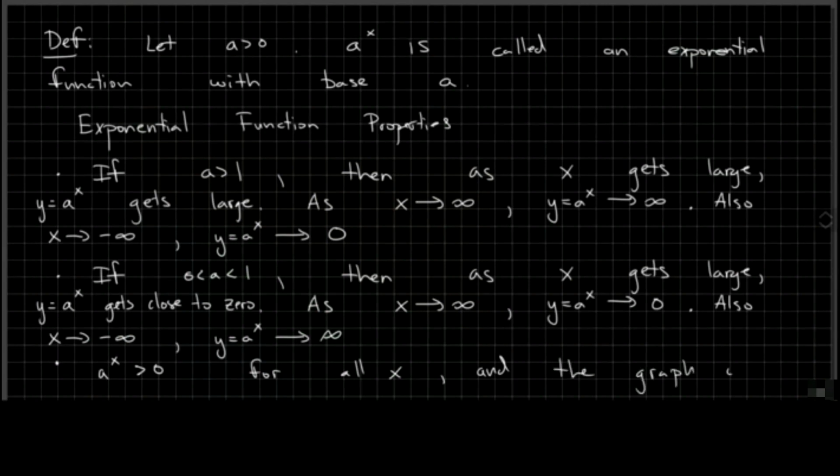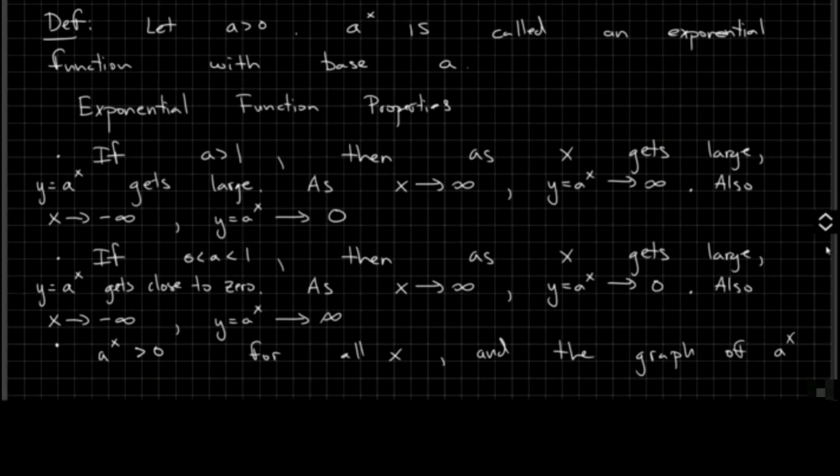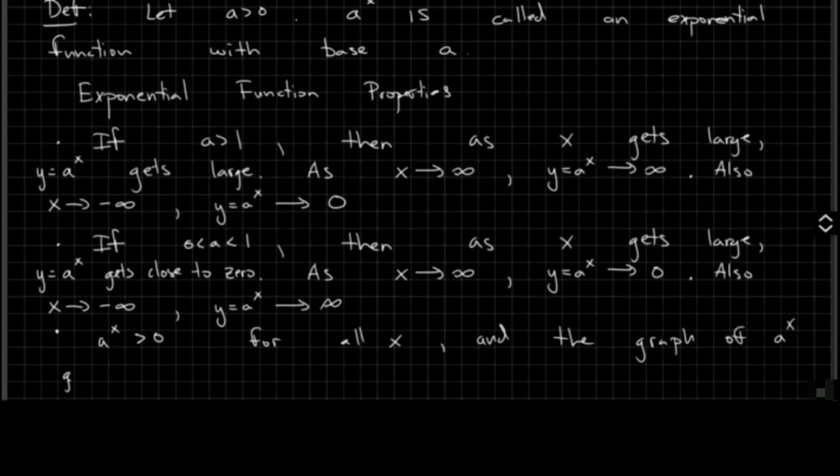The other observation I want to make is the graph of a to the x passes through the point (0, 1) for all x, since anything raised to the 0 power is equal to 1. A to the 0 power is equal to 1.